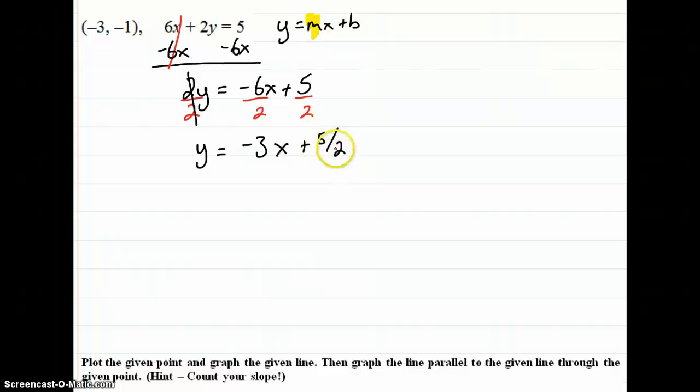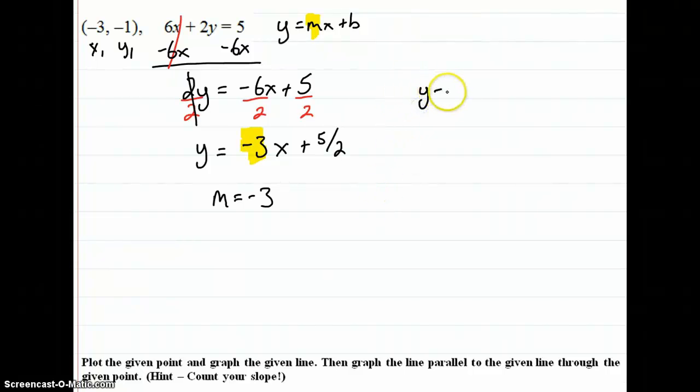And I don't really care about this right now because I'm not graphing. The only thing I care about is my slope. And my slope is going to be negative 3. So I know my slope is going to be negative 3. And then I'm going to use this point. This is my x1, y1. And we'll use that to plug into our point-slope formula.